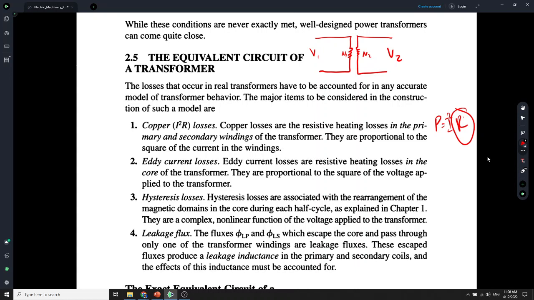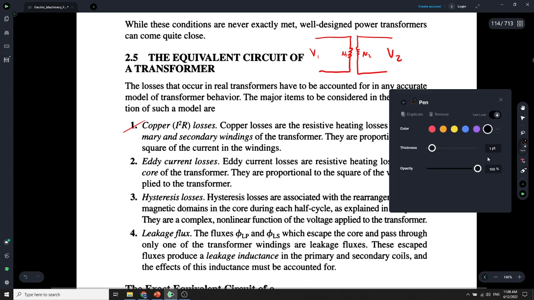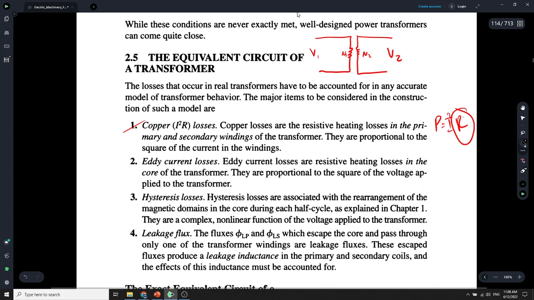So we need to put some parameters or elements into the circuit. Now we have the copper losses, and copper losses consist of a resistor. So we need to add one more resistor. For example, we add a resistor in here, and we name it R1. And then we move to the leakage first.